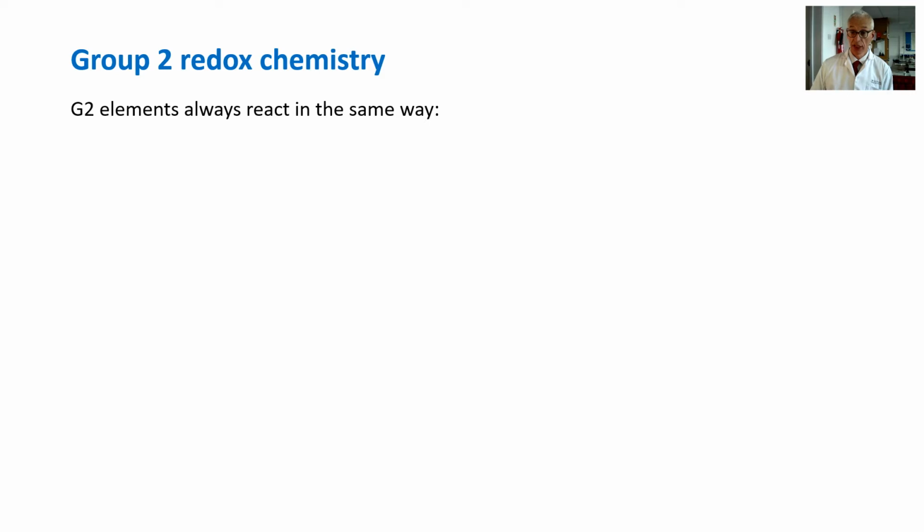Having discussed electron configurations, let's move on to the way group 2 elements react. And they all react in the same way. And if they react, they always do this. They lose 2 electrons to form the 2+ ion.